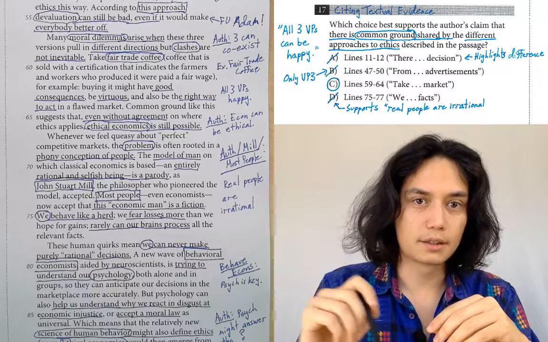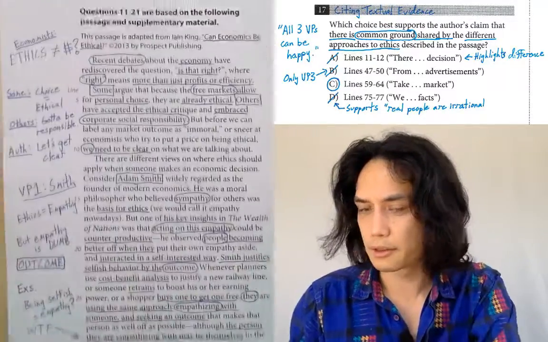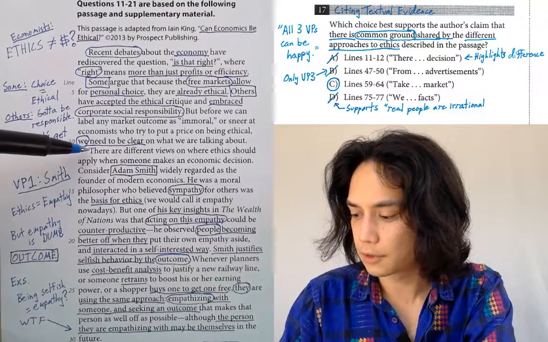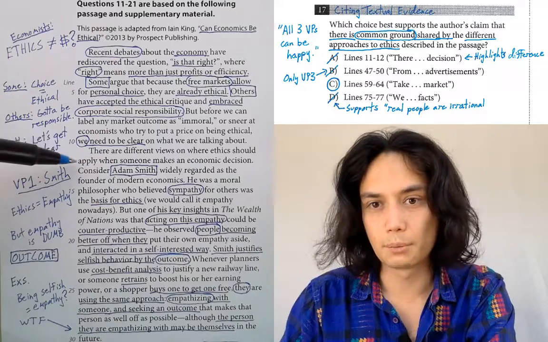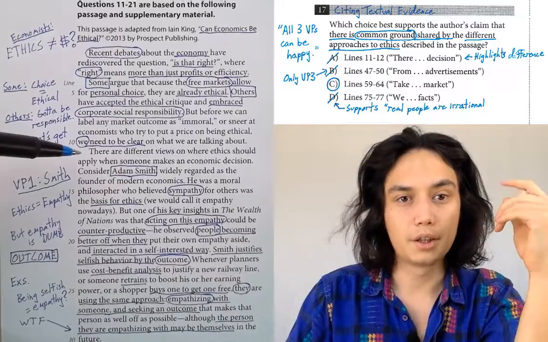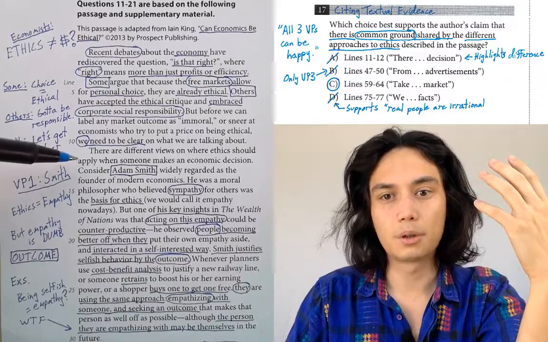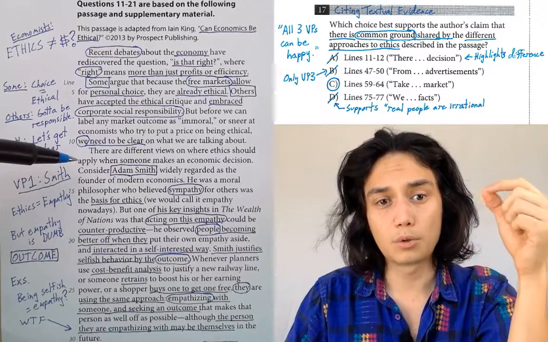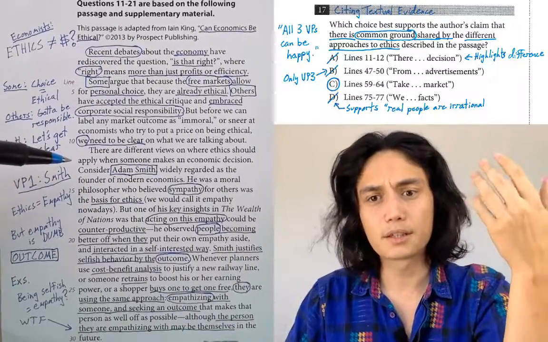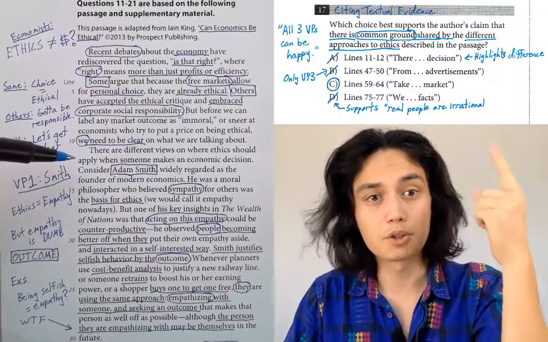Let's look at A as an example. Answer choice A says, and actually I guess let's just read the quote. Answer choice A is lines 11 through 12, from there to decision. So here's 11. There are different views on where ethics should apply when someone makes an economic decision. Now again, really important not to read any more or less than the full quote, starting from there, ending with decision. And here the quote says, there are different views on where ethics should apply when someone makes an economic decision. This quote is just about differences. There are different approaches. So it does provide some support for part of the claim.